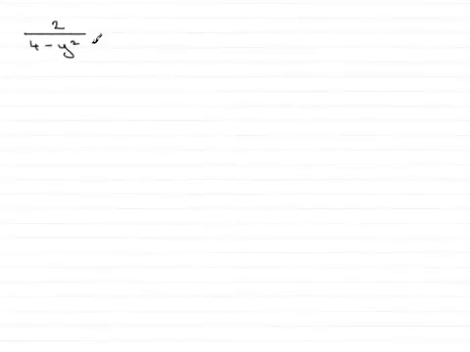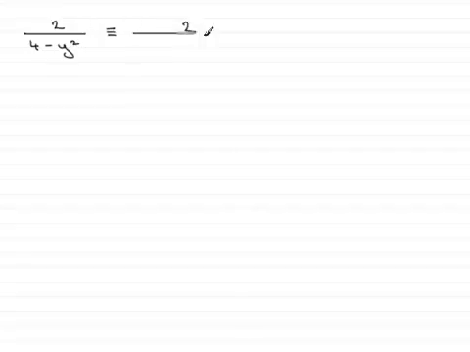Now in this part of the question we're asked to write the fraction 2 over 4 minus y squared in partial fractions. Well, the first thing that I need to do is to factorize the denominator here. And this is the difference of two squares. This is the square of 2 and this is the square of y. So that means that the denominator factorizes into two linear factors, 2 minus y multiplied by 2 plus y.